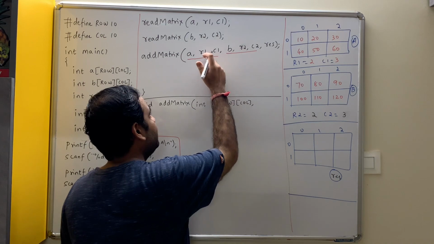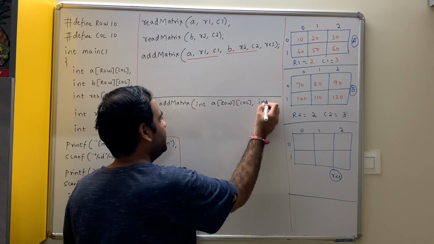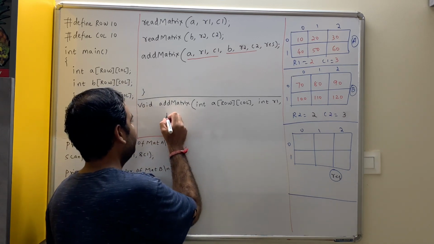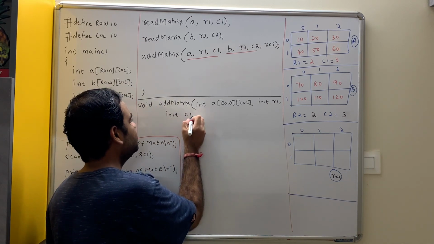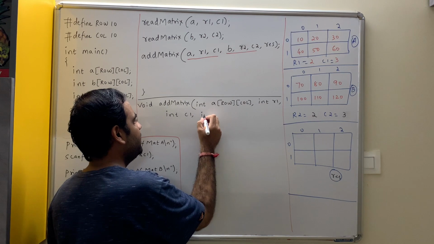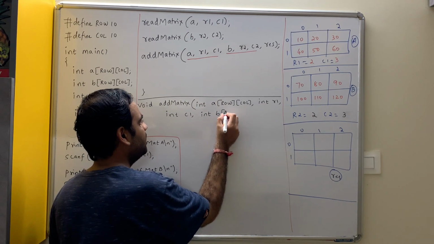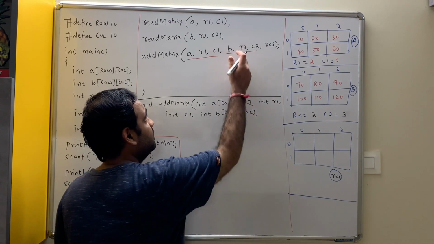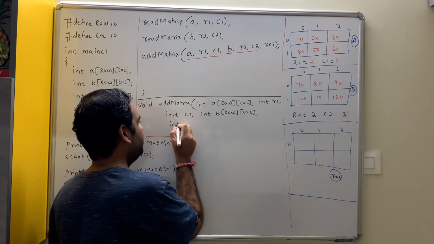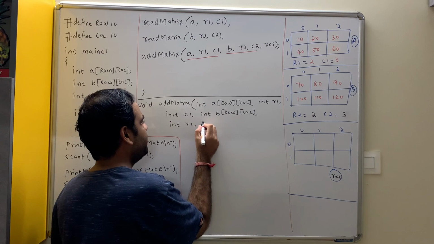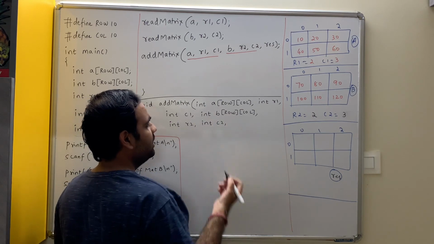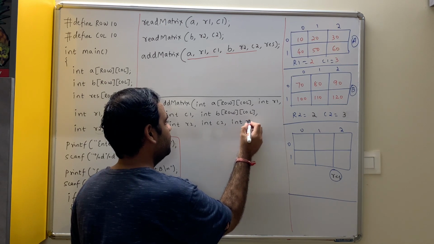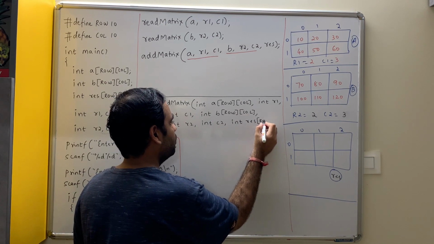What is the next parameter? R1. It is of type integer. What is the next parameter? C1. Again, it is of type integer. Next parameter is B. It is an integer two-dimensional array. What is the next parameter? R2. It is int R2. What is the next parameter? Int C2. And what is the last parameter? Integer resultant matrix, int result of row column.